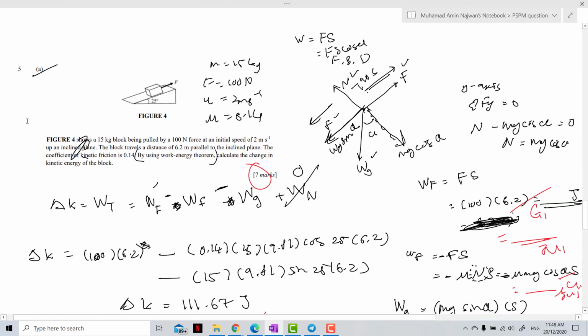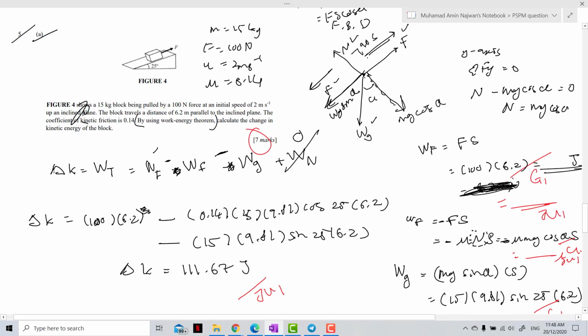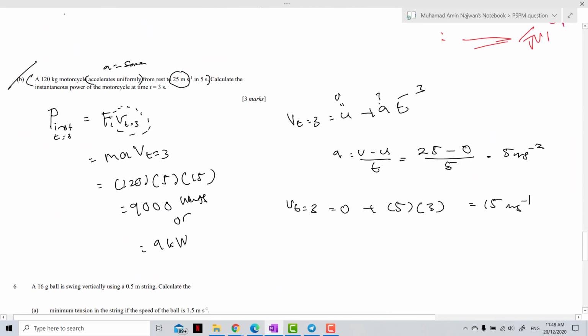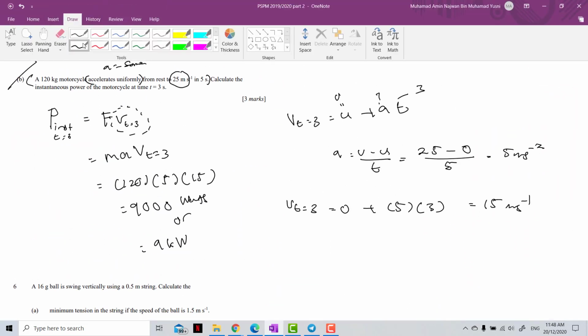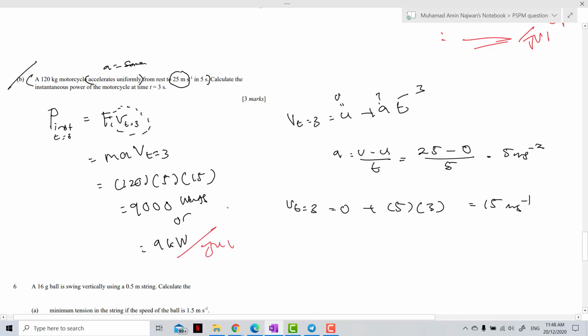As for your question B, that settles our question number 5. Okay, how is the marking here? Okay, answer with unit 1, substitution 1, answer with unit 1. Okay, 3 marks.